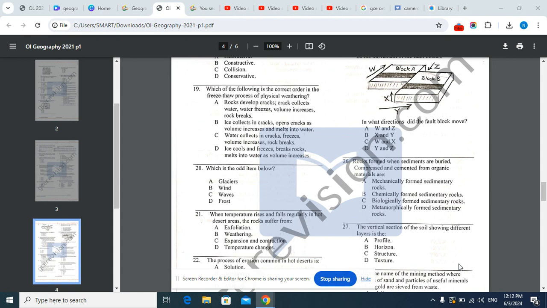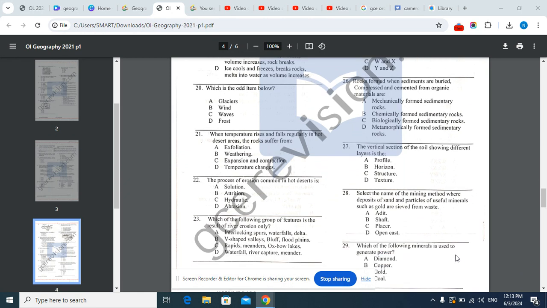Number 26. Rocks formed when sediments are buried, compressed and cemented from organic materials are. The answer is C.